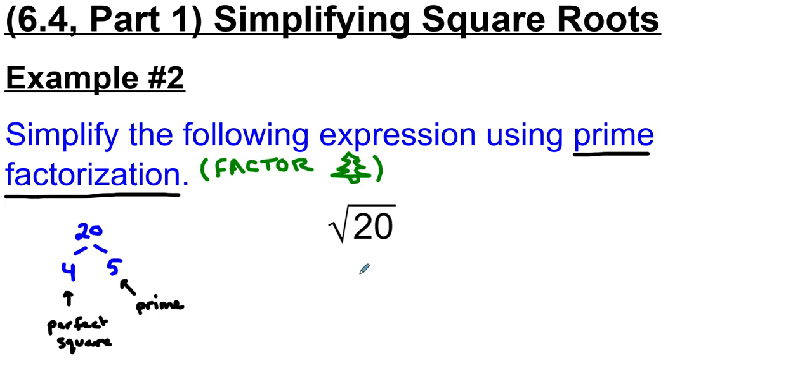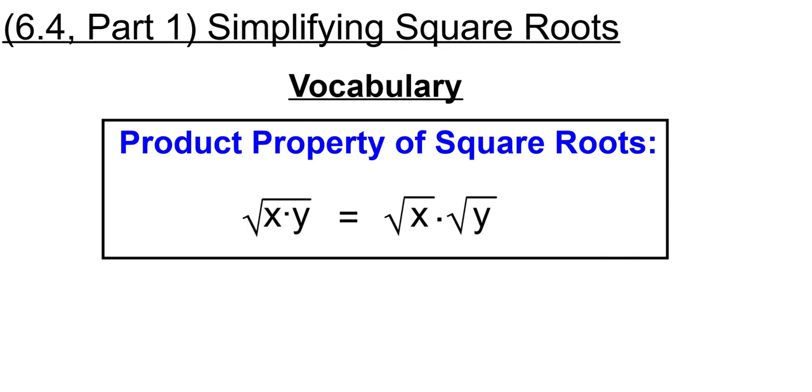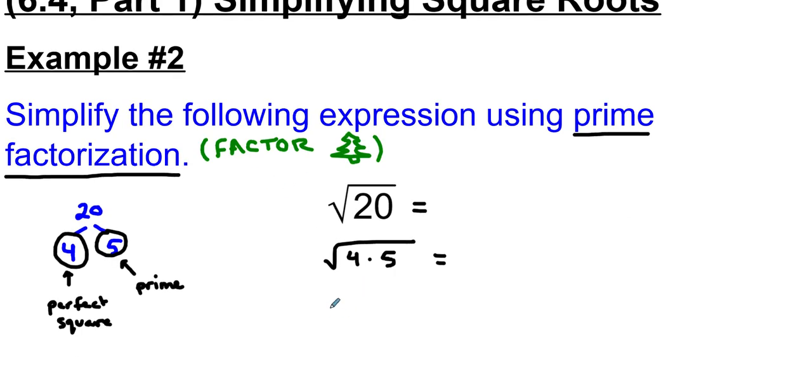Well, if I rewrite 20 using these numbers, 4, that perfect square, and 5, that prime, if I rewrite 20 as 4 times 5, now I can apply that product property of square roots from this slide right here. If I apply the product property of square roots and separate these into their own square roots, I can take the square root of that perfect square. The square root of 4 is 2.